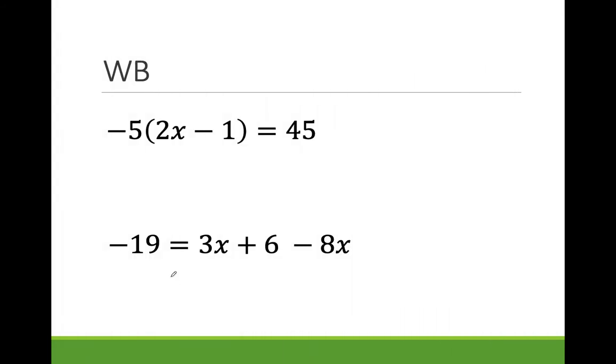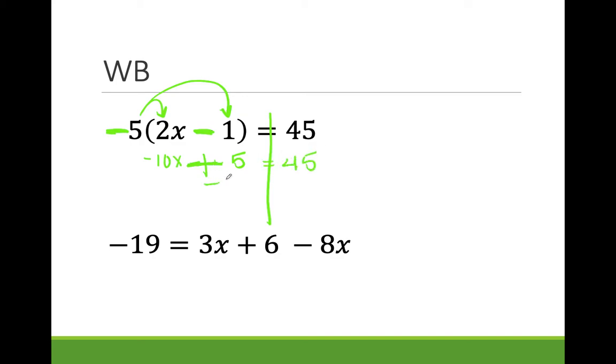Okay, before we try our third and final example, let's try these on our own and see how we do. For this first example, you should start by distributing. -5 times 2x is -10x, and then -1 times -5 becomes minus a -5, which becomes a +5. So make sure you're careful with that double negative. A -1 and a -5 cancel out to a +5.